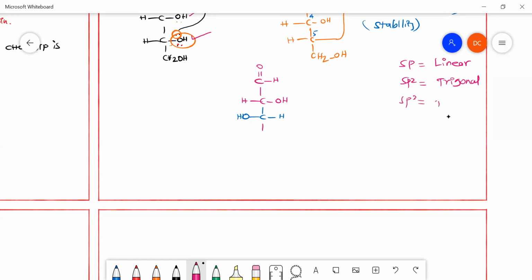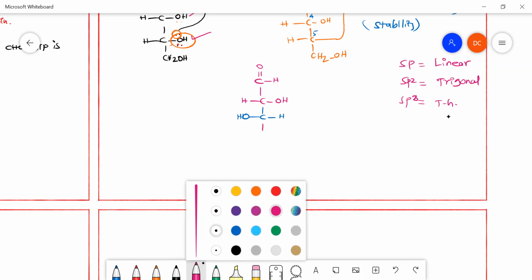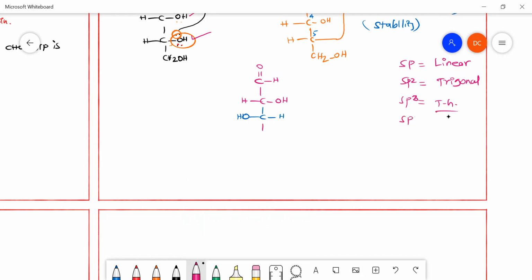sp3 means tetrahedral. You studied in P block, no? Definitely you must have studied it in P block. Okay, sp3 is tetrahedral. Then sp3d, what is that? Trigonal bipyramidal structure. sp3d2, what is that? Octahedral. sp3d3, what is that? Pentagonal bipyramidal. Okay, so you studied the structures of group 17 and group 18 elements.